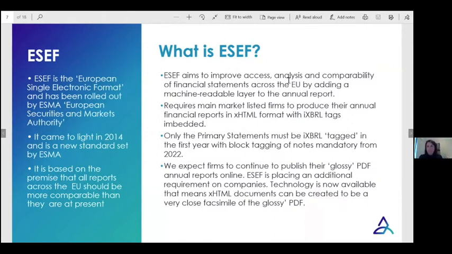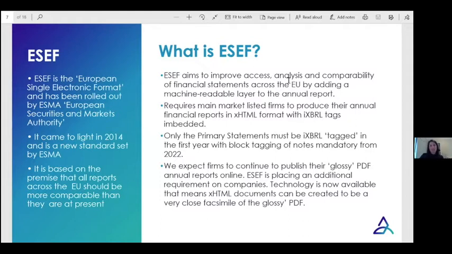So this may be a repeat for a number of people. I don't know how much experience people have on this call, so I'm just going to start at the beginning just to run through what ESEF's about. ESEF stands for the European Single Electronic Format, and it's been rolled out by ESMA, which is the European Securities and Markets Authority. It's been around for a while, so it first came to light in 2014. So even though it hasn't hit a lot of people's radar until now, it has been in the background for us for the last couple of years. We've been developing the offering and how it best works.